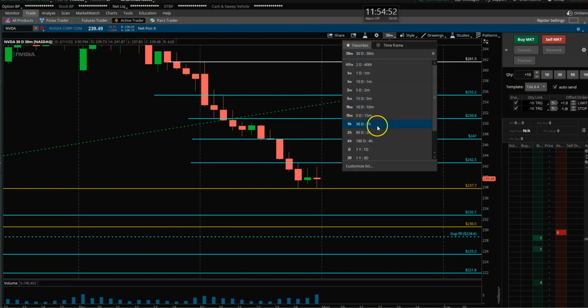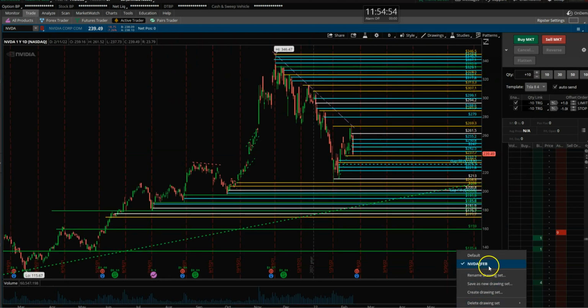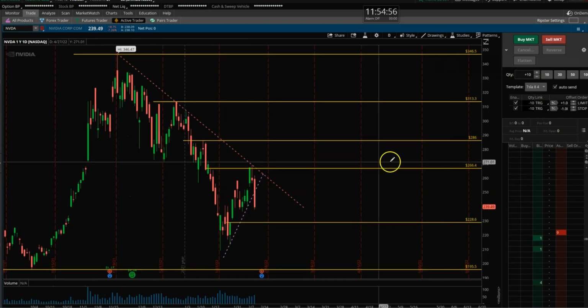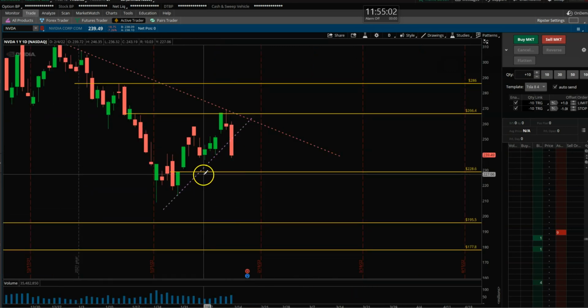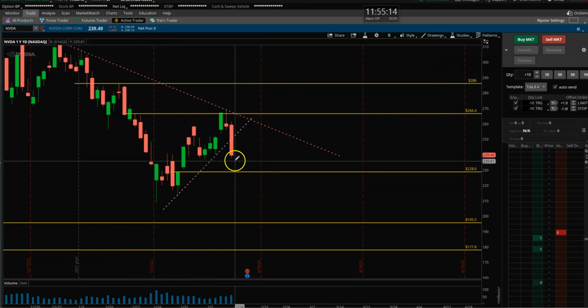Now if I were to look at this chart, and let me take out these levels, it got rejected from this downtrend line pretty hard, and now decent support comes into play around 230 to 228. We'll see what happens, but it can definitely keep moving down before it tries to give you a bounce, right? So we'll keep an eye on that from that perspective.